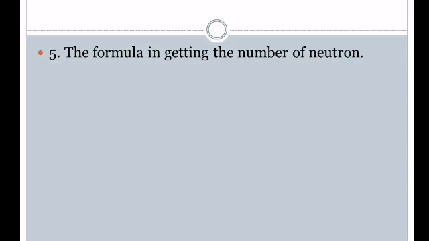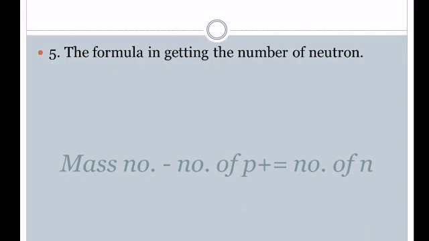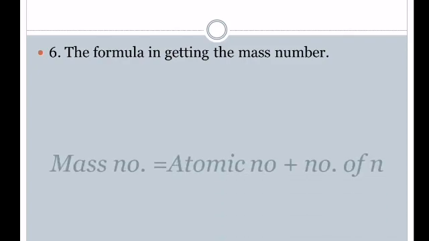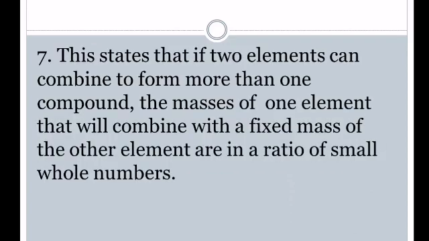The formula in getting the number of neutrons. You have mass number minus the number of protons, or the atomic number, is equal to the number of neutrons. Next, the formula in getting the mass number. What is your answer? Mass number is equal to the atomic number plus the number of neutrons.